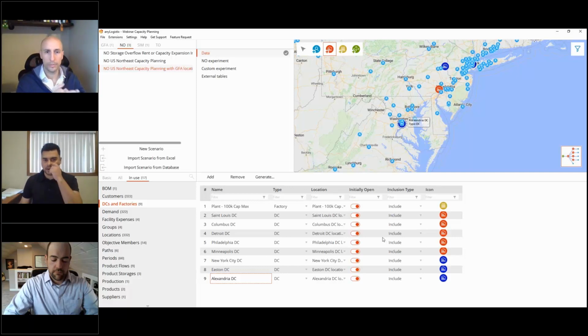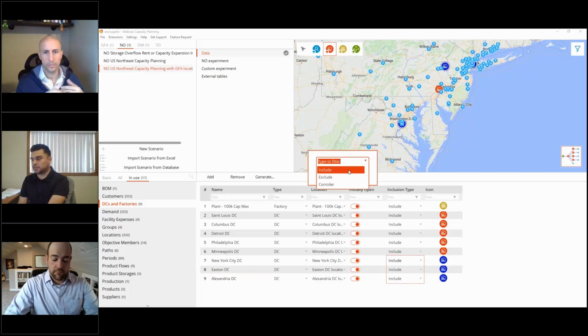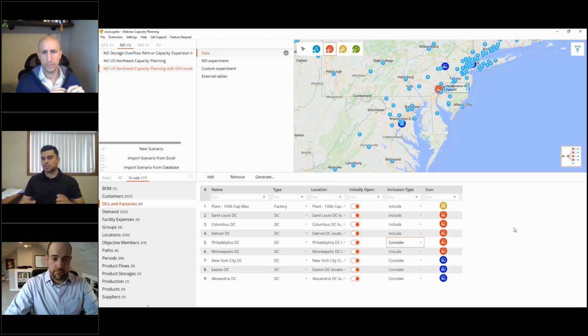Now we've color coordinated them. Now let's make sure we set them all to consider, right? The reason we're setting these to consider, which is very important to understand, is that we want the model to recommend to us which one of these 4 is the one. Because if I was to include all of these, then obviously it would include all 4 of them.